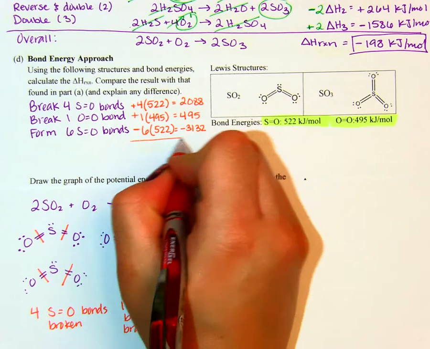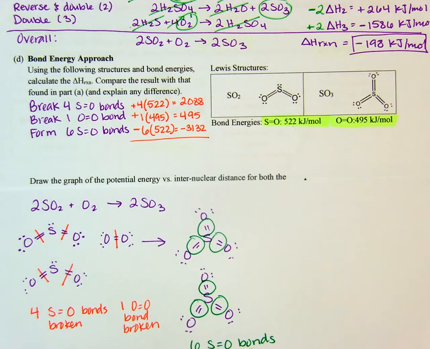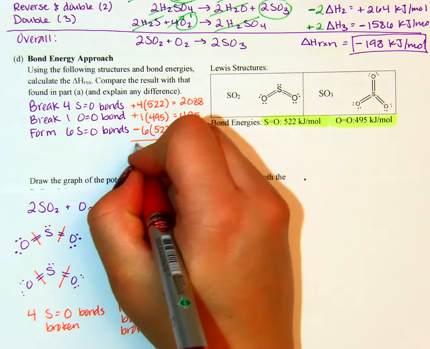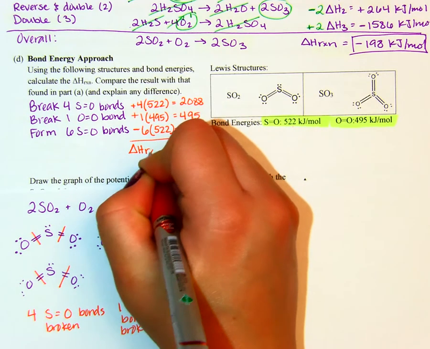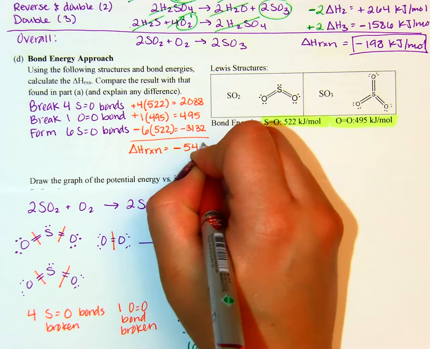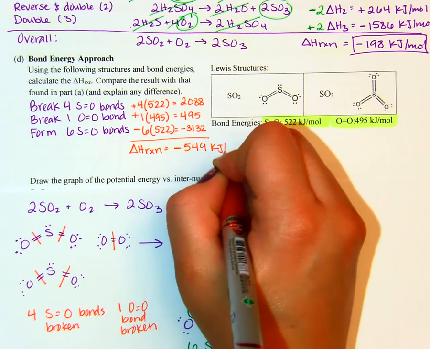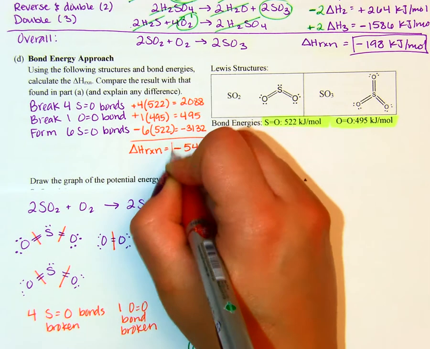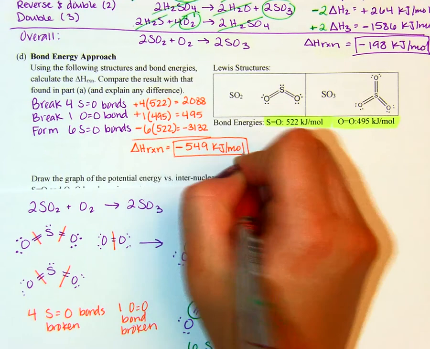And now the only thing you have to do to figure out the delta H of reaction is add all these up. So the delta H of reaction here equals negative 549 kilojoules per mole. So that was our calculated answer.